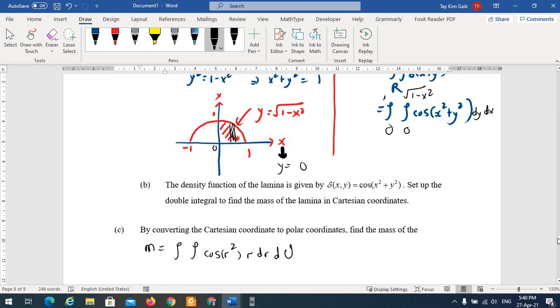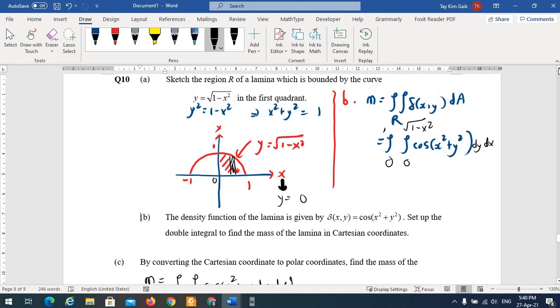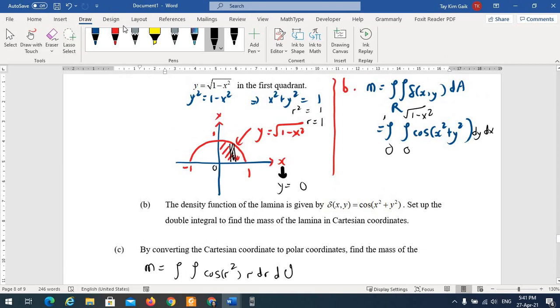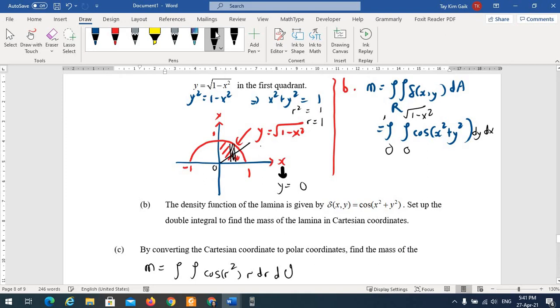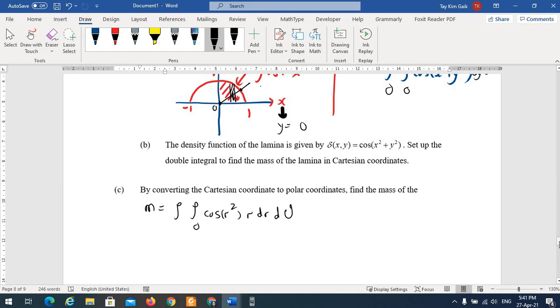And then the limit of r. To get the limit of r, initially y equals square root 1 minus x squared, I square it back. I get x squared plus y squared equal 1. Means r squared equal 1, r is 1. Remember, r is a magnitude, always a positive number. So r from the origin, 0, up to this circle, which is x squared plus y squared equal to 1, where r is 1. So r from 0 to 1.